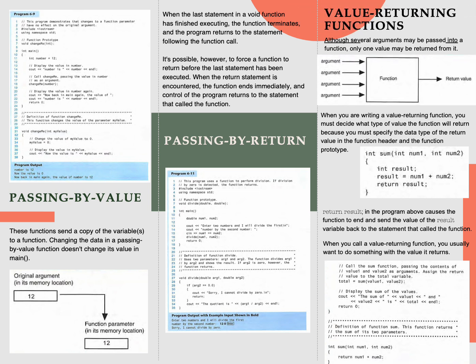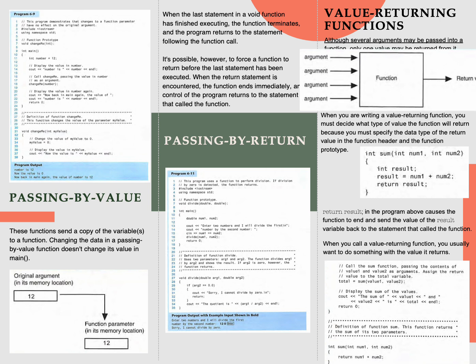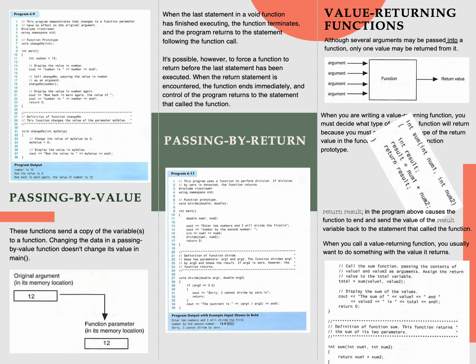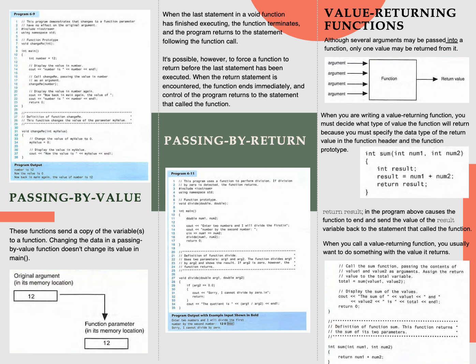Value returning functions. Although several arguments may be passed into a function, only one value may be returned from it. When you're writing a value returning function, you must decide what type of value the function will return because you must specify the data type of the return value in the function header and the function prototype.